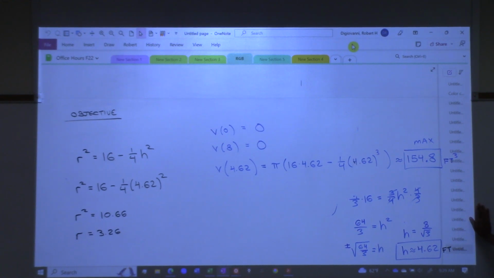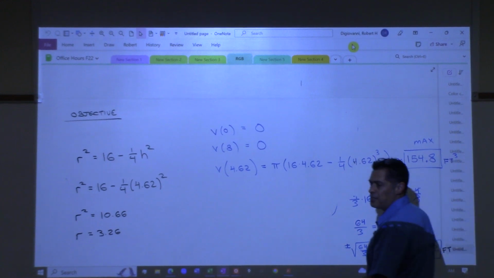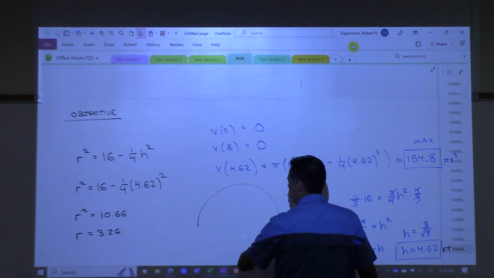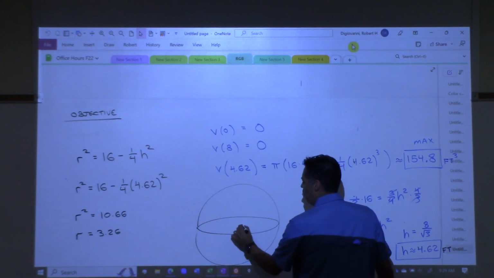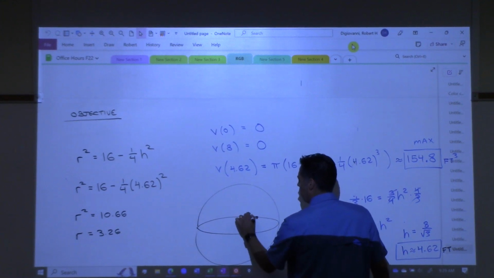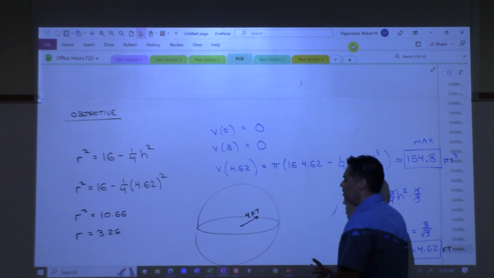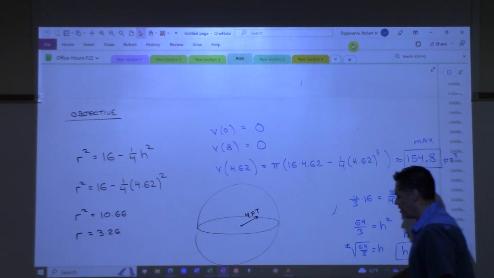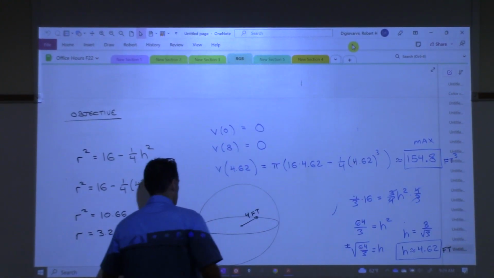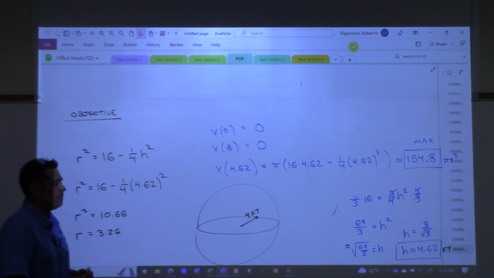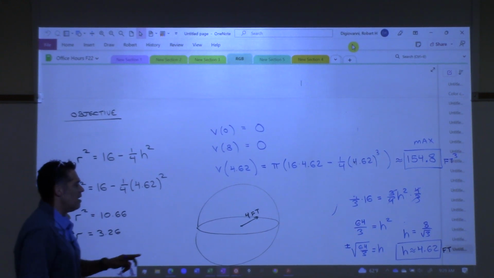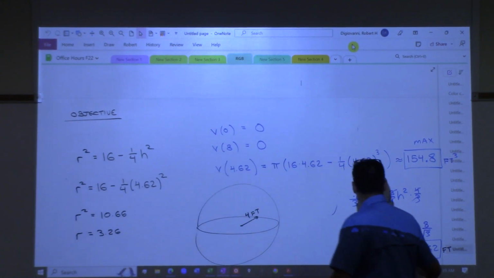Questions? So let's see if our answers make sense. We have a sphere, right? It has a radius of 4 feet. And what we're supposed to do is draw a cylinder in here that has a radius of 3.26 feet. Not quite to the edge, right? And the height is 4.62.